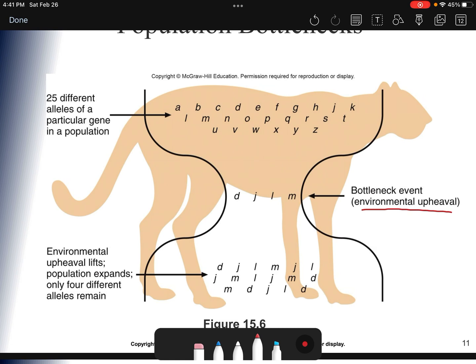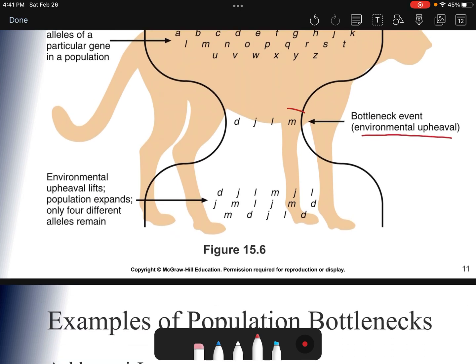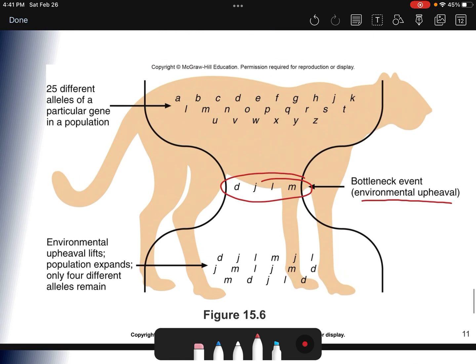So if they had, say, 25 different alleles in a population, but now it got reduced to only these few, well, there's only so many combinations you can make with just those few genes. And so it becomes very, very reduced in terms of genetic diversity.